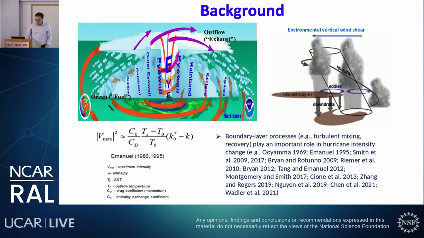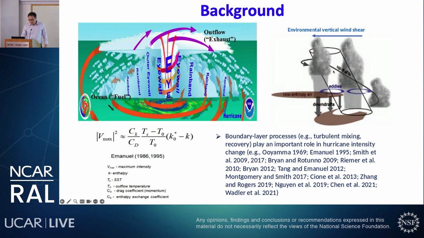T0 is the outflow temperature, and K is the moist enthalpy or entropy. K0 is the enthalpy at the sea surface, and K is the enthalpy in the boundary layer. Just from this equation, you can see that air-sea interaction, or transfer in the low levels, definitely relates to the maximum intensity.